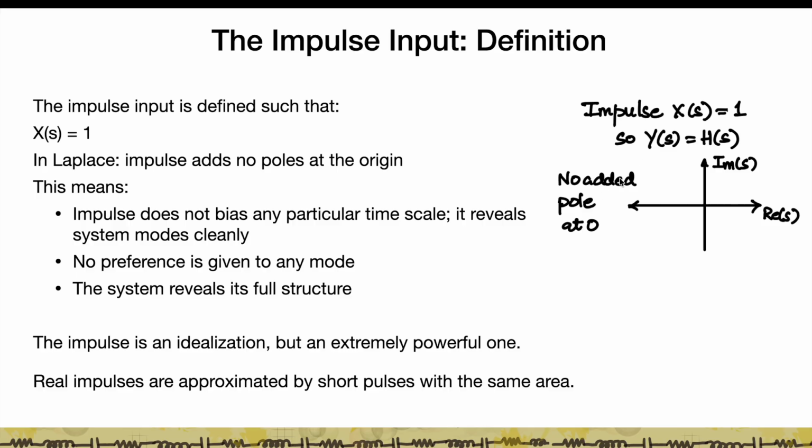In real life, we cannot create an ideal impulse, but we can approximate it with a very short pulse whose area is fixed. That is what engineers do in a system. They apply a sharp excitation and watch how the system rings down.